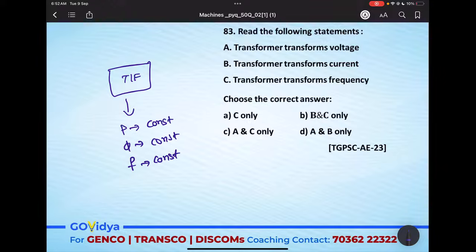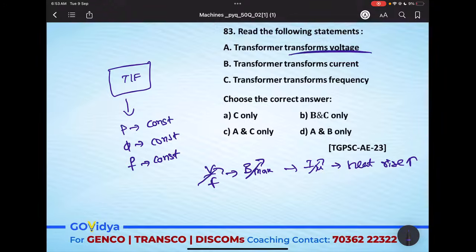If frequency is variable, what will happen? The V by F ratio will change. This leads to a change in the required B max, which leads to high magnetizing currents. This may lead to high heat generation, and the heat rise will be very high. This may lead to blasting of the transformer. So we need to maintain the frequency constant, that means the V by F ratio needs to be maintained constant. So in the given options, transforms the voltage: yes, from step up to step down.